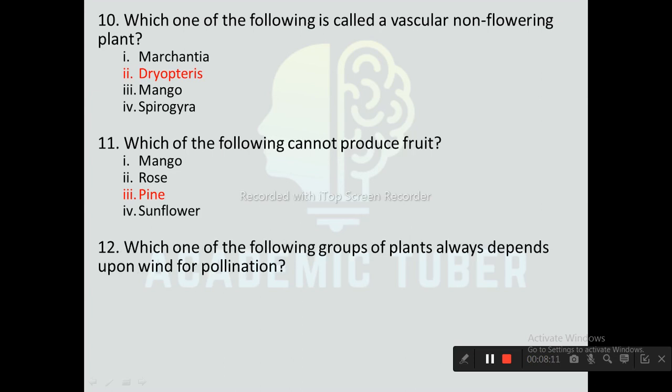Next one, which one of the following groups of plants always depends upon wind for pollination? The options are bryophytes, pteridophytes, angiosperms and gymnosperms. And the correct option is gymnosperms. We know that gymnosperms such as conifers and cycads typically depend on wind pollination. In gymnosperms, the male cone produces pollen grains and the wind carries these pollen grains to the female cones for fertilization.